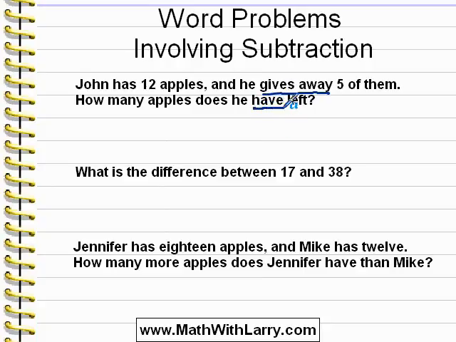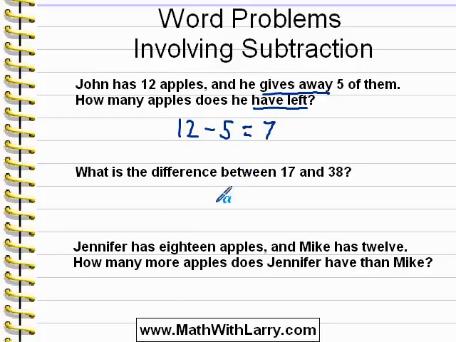Have left might imply subtraction, but we have to be very careful. We have to look at the rest of the problem to see if it really means subtraction, because it could potentially mean something else. But in this case we are dealing with a subtraction problem, and we'll simply do 12 minus 5 to get 7. Of course this is a very basic problem, but this is just an early lesson. Later we'll move on to harder problems.